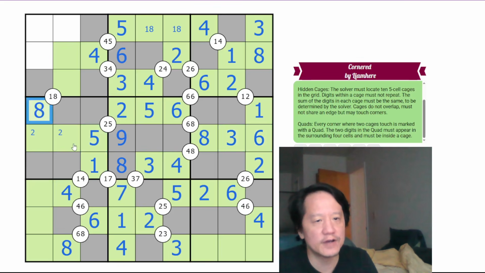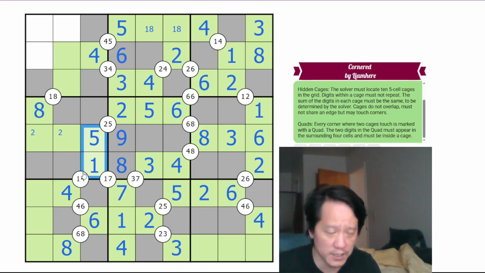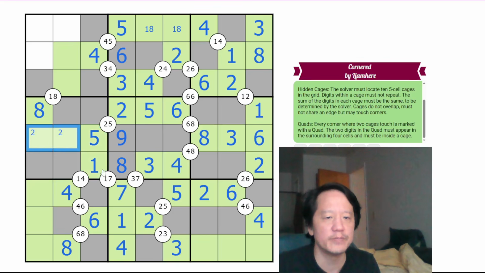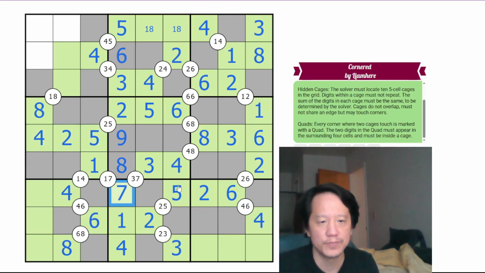We have 1, 5, and 8 here. That adds up to 14. 20 minus 14 is 6. So that means it can't be 1, 5 here because of 1 and 5 in the box. So it's 2, 4. 4 eliminates 4 being there. So that's 2, which makes that 4.